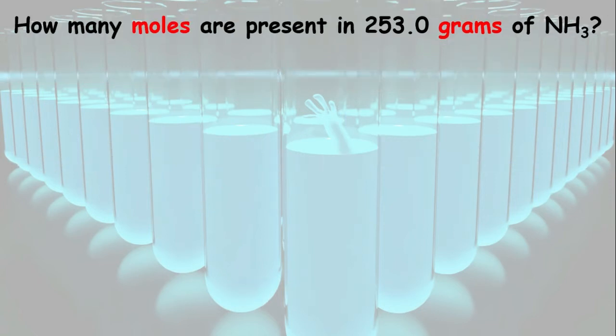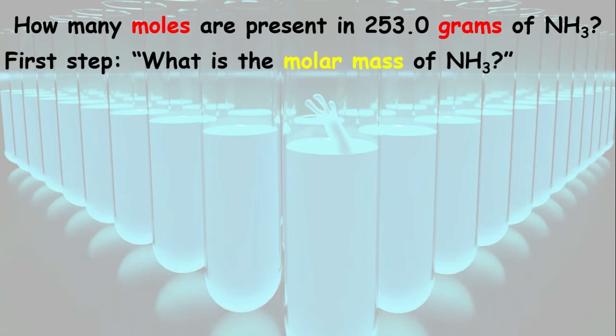How many moles are present in 253 grams of ammonium? In this problem, we are given the mass. Now we are looking for the number of moles. Again, just follow the first step. What is the molar mass of ammonium? To get the molar mass, use the periodic table.